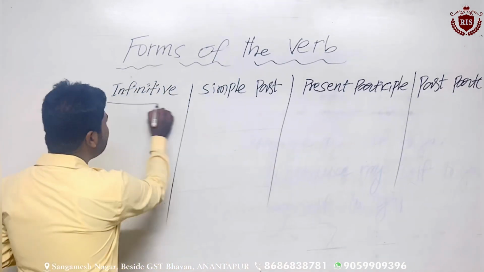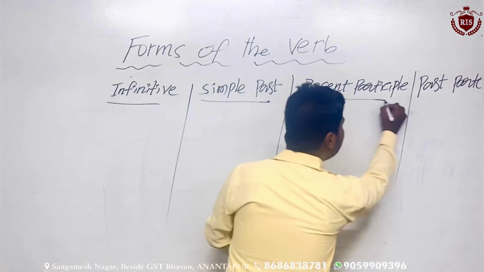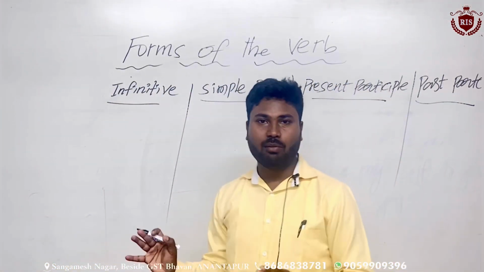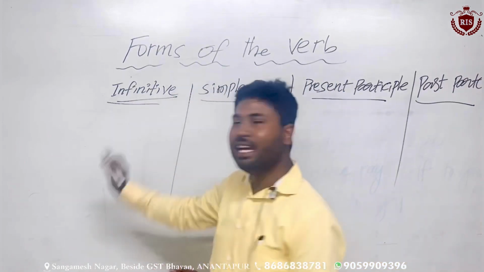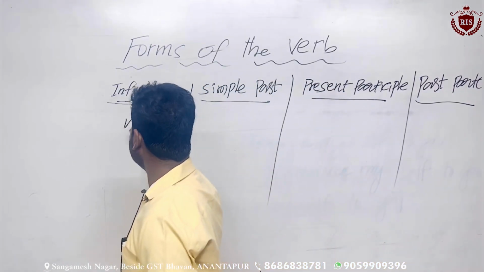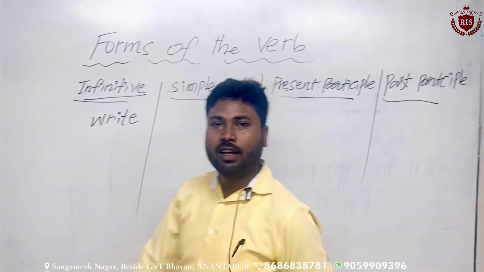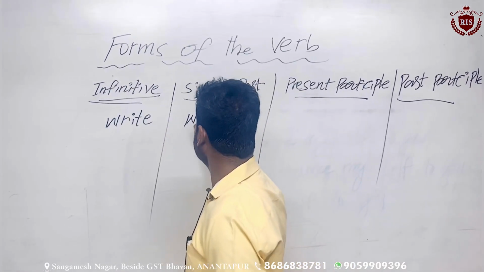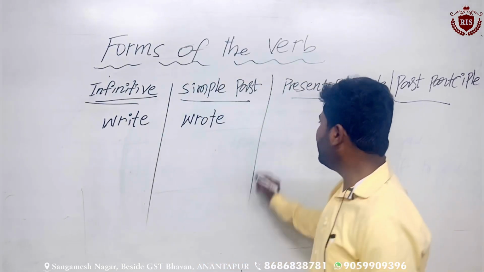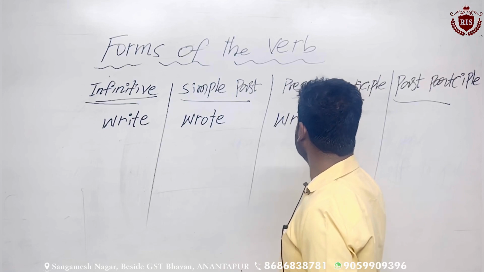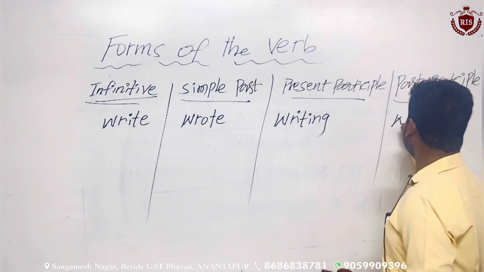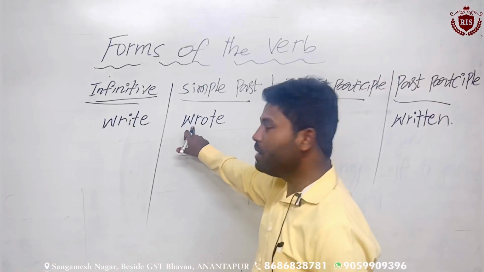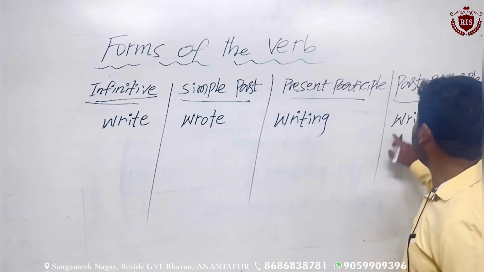Now let us know what the infinitive, simple past, present participle, and past participle forms of the verb are. The infinitive form of the verb is the base form of the verb. In the sense, the first form of the verb is known as the infinitive form. For example, write. The simple past form of write is wrote, the present participle is writing, and the past participle is written.